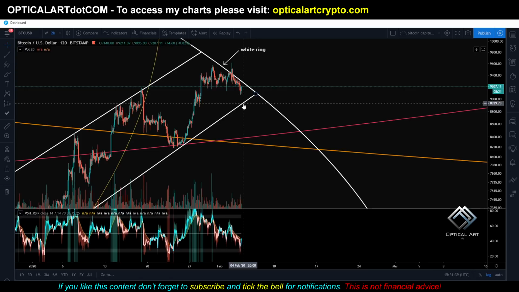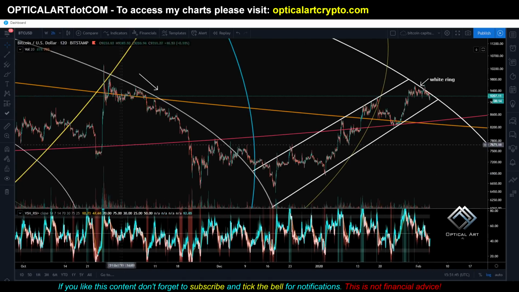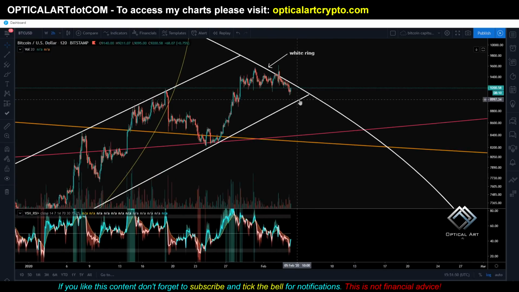So if we do drop past this line here, expect to have, and you can see that we have been respecting this orange and this red ring, going way back. So that's what I was saying. If we do break this support here, taking us out of this channel, look for your first temporary support will be around 8,391.